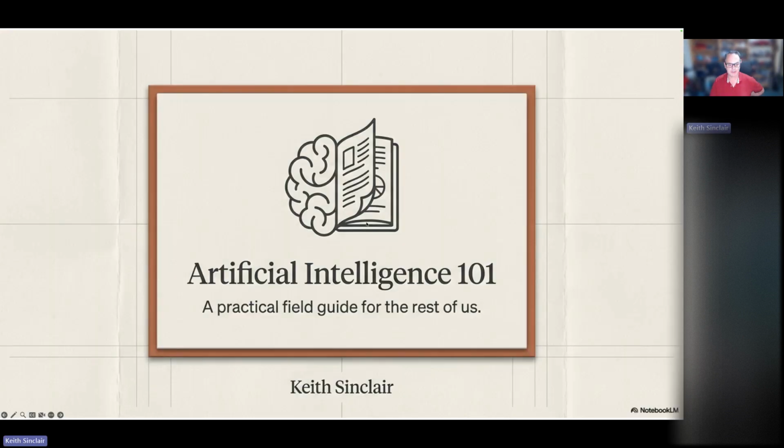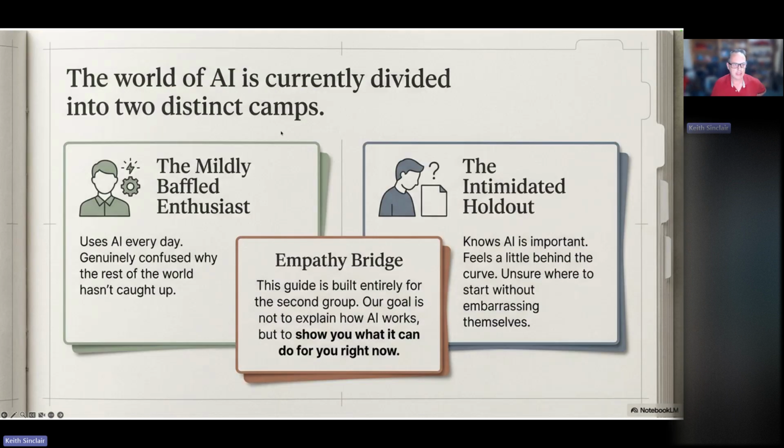So Artificial Intelligence 101, a practical guide for the rest of us. Really, you've got two distinct camps at the moment. We've got some people who are using it all the time, who probably don't understand why people don't use it more. And then we've got people who are probably in the middle camp. Maybe they're not quite there. But we've also got people who are really worried and concerned about it, and they're not sure, and they want to know. So the presentation today is for the people in the intimidated holdout group, or maybe ones in the middle as well.